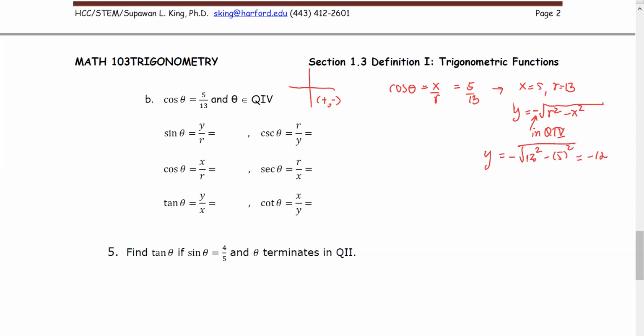Sine theta equals y over r, or negative 12 over 13. And the cosine theta is 5 over 13. The tangent theta, or y over x, is negative 12 over 5. The cosecant theta is the reciprocal of the sine theta, or 13 over negative 12. The secant theta is the reciprocal of the cosine theta, which is 13 over 5. The cotangent theta, the reciprocal of the tangent theta, is 5 over negative 12.